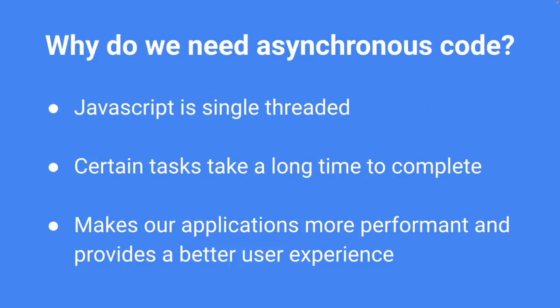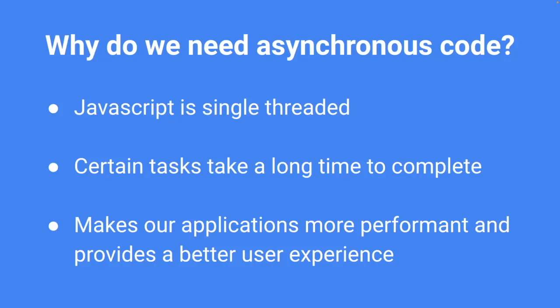You're probably asking yourself, why do we need asynchronous code in the first place? Well, it's because JavaScript is a single-threaded programming language. And basically what that means is we're only able to execute a single sequence of operations at a time. In other words, we can't do two things at once.